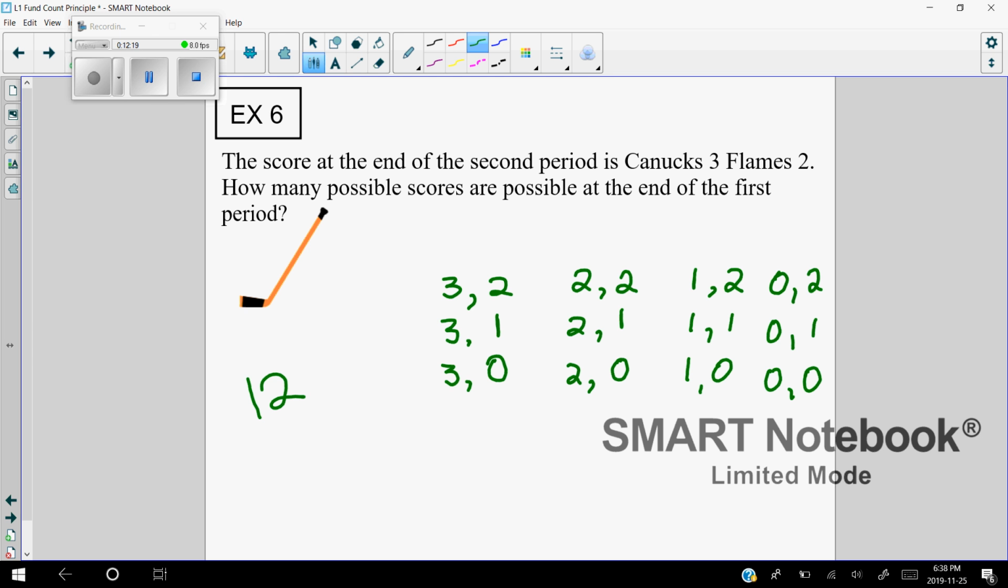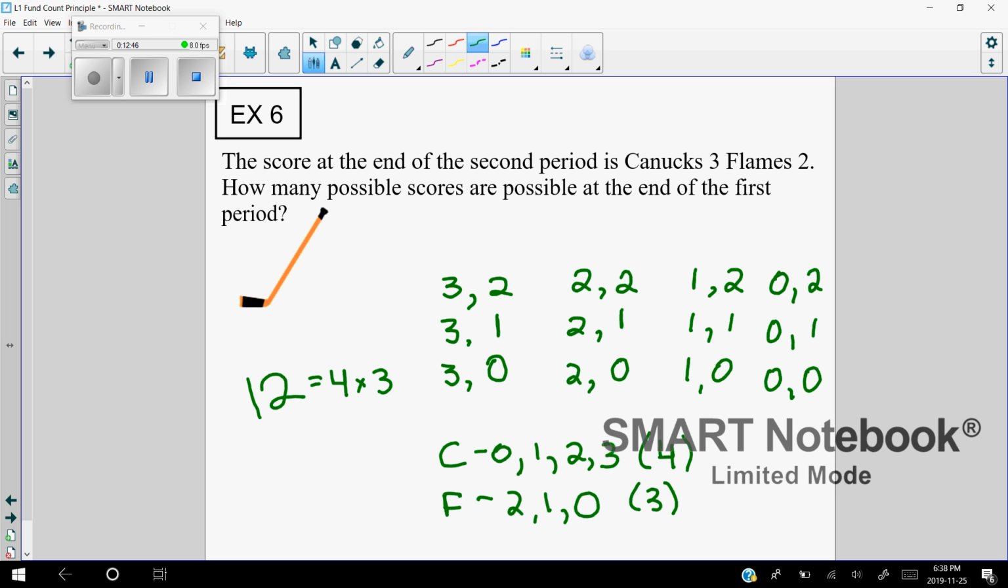Another way that you could have got that is to say, okay, well, the Canucks, their options were either to have 0, 1, 2, or 3. So there's 4 options. The Flames could have had 2, 1, or 0. So there's 3 options. So we take the 4 and multiply it by the 3, and we get our 12.